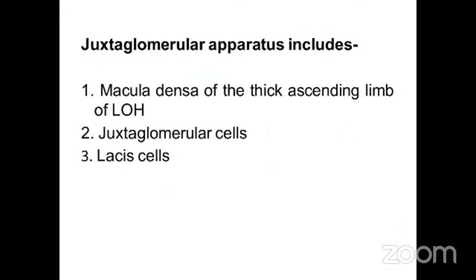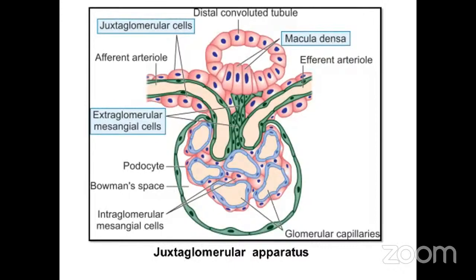It includes macula densa cells of the thick ascending limb, juxtaglomerular cells, and lacis cells of the mesangial cells. There are three parts of the juxtaglomerular apparatus: macula densa cells, juxtaglomerular cells, and the mesangial cells. So this is the structure of the juxtaglomerular apparatus. The macula densa cells are the cells of the distal convoluted tubule.